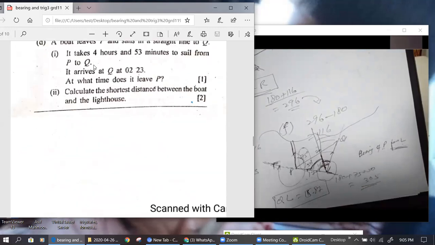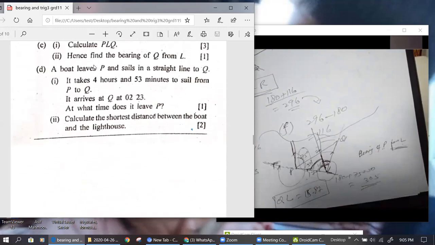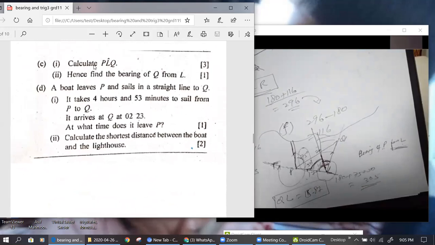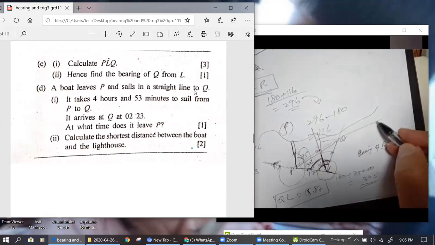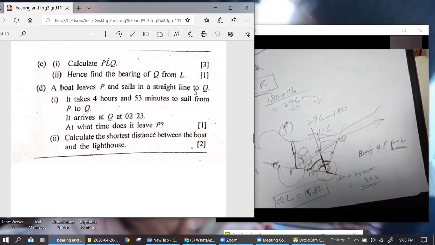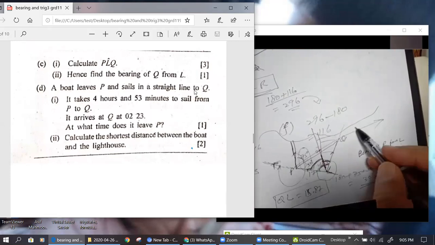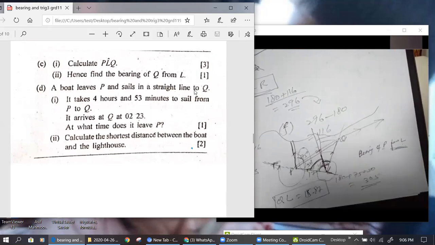Okay, next thing is a boat. A boat leaves P and sails in a straight line to Q. The boat is going from P to Q, in this direction. It takes 4 hours 35 minutes to sail from P to Q. From here to here, it takes 4 hours 35 minutes.